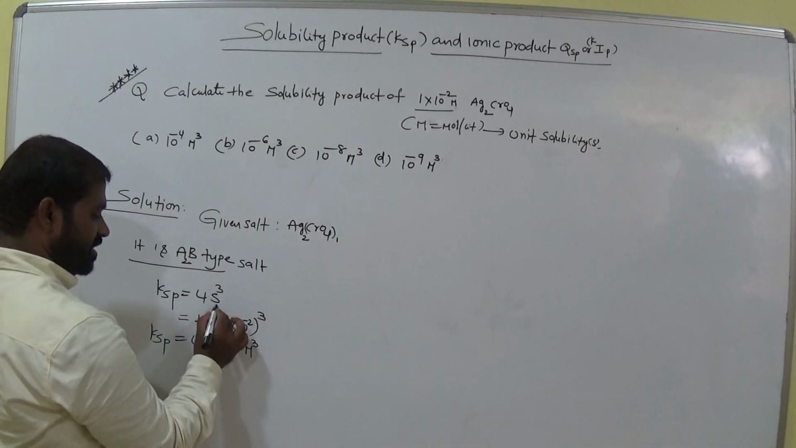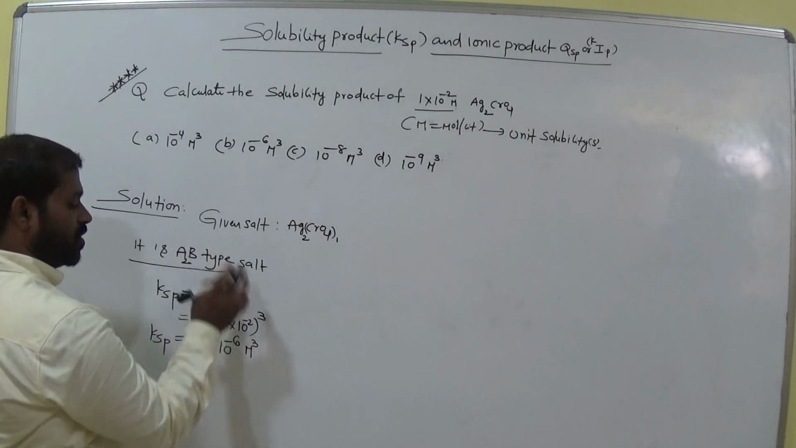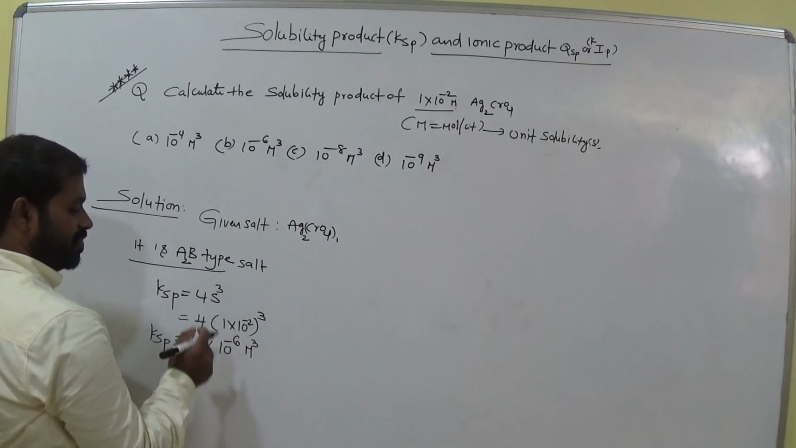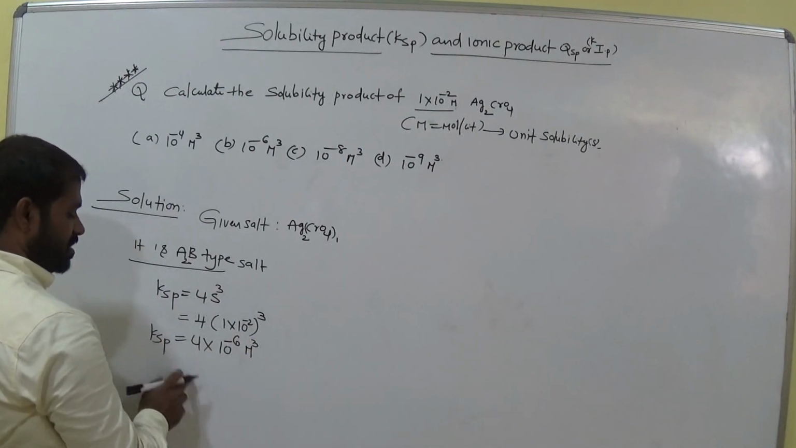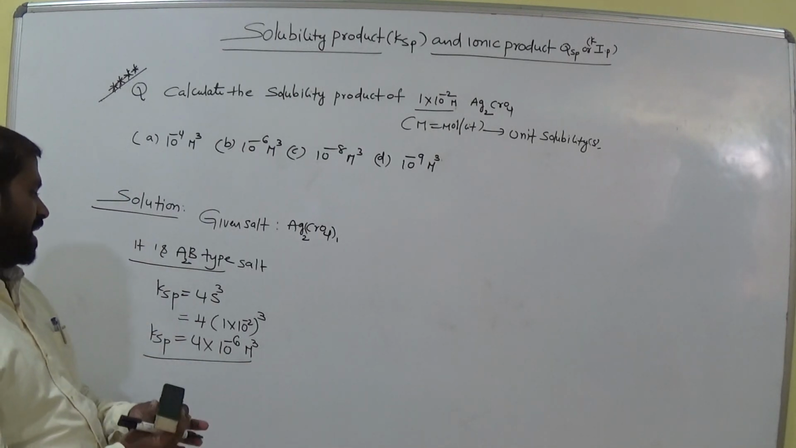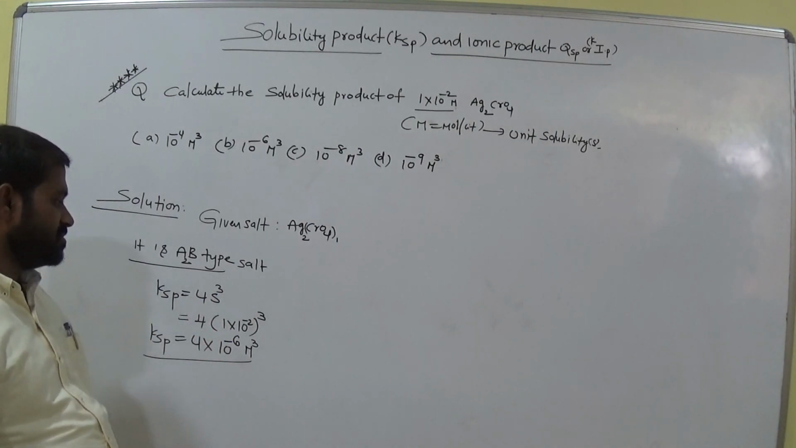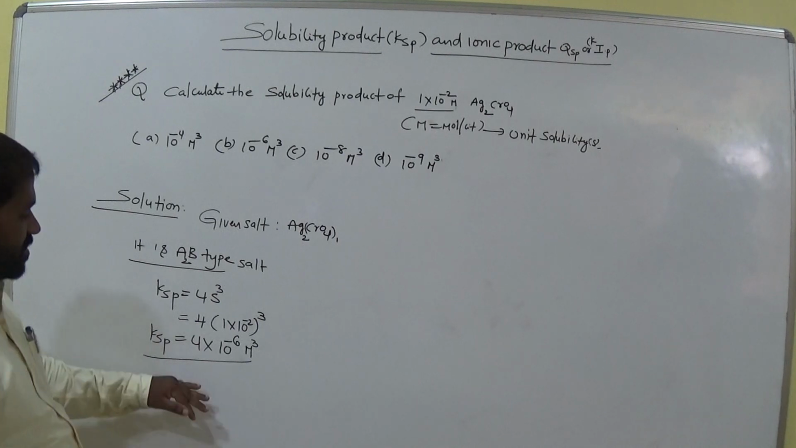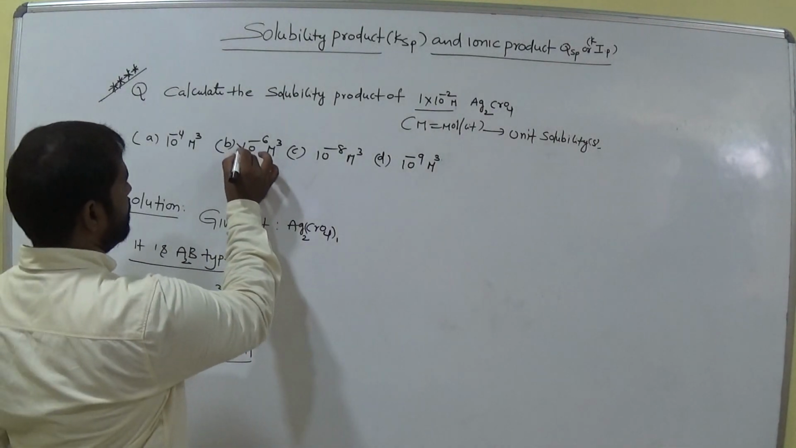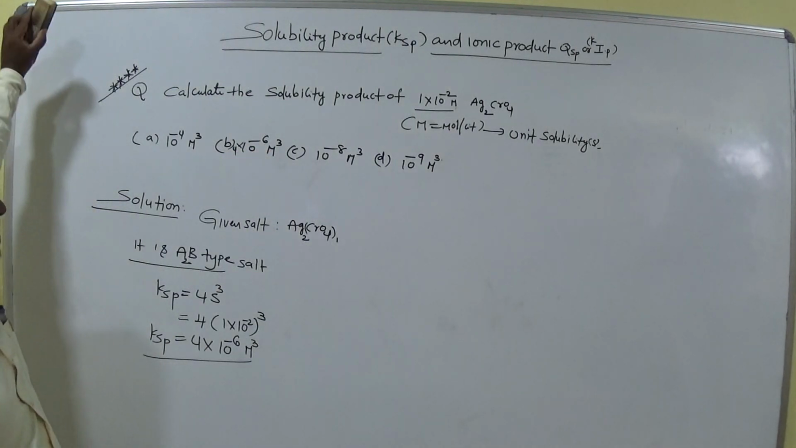This is the solubility. What is the unit? Mole per liter. Here S, mole per liter whole cube, am I right? Mole per liter means m, so m cube. This is the unit. For AB2 type, 2 plus 1 is 3. Okay? Clear? 4, this is the answer: 4 into 10 power minus 6 m cube.